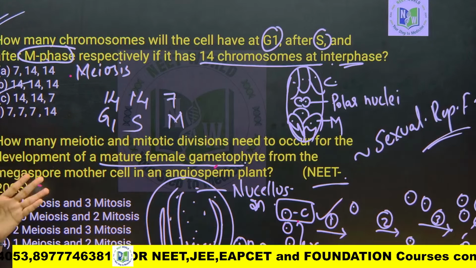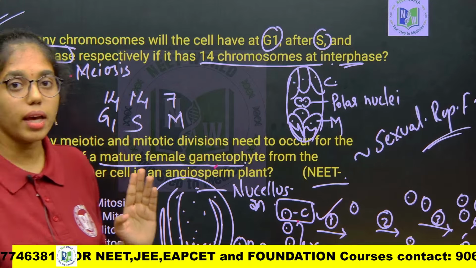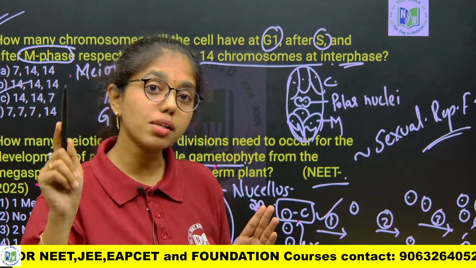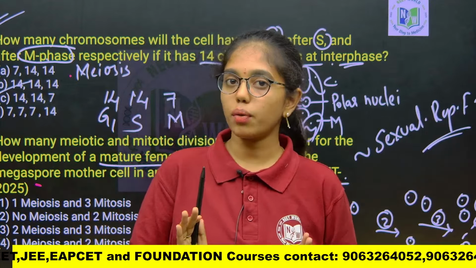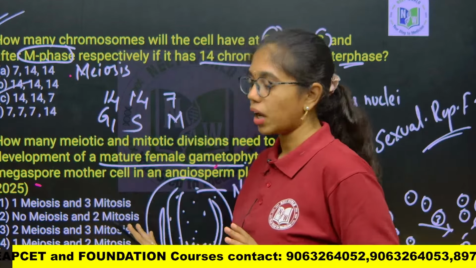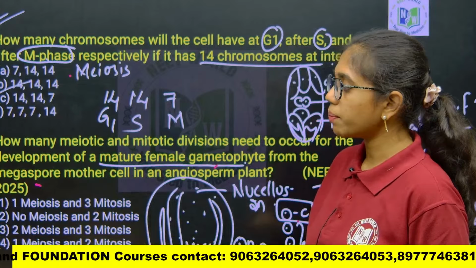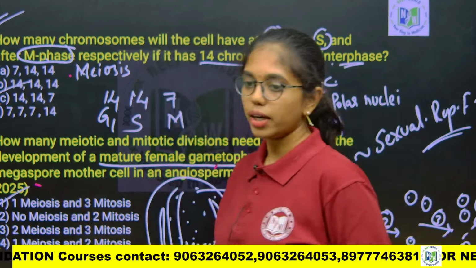This is how you have to learn the concept, connecting the dots, connecting the concepts of different chapters wherever required. That is how you have to learn. So here, what will be the right answer? 1 meiosis and 3 mitotic divisions.